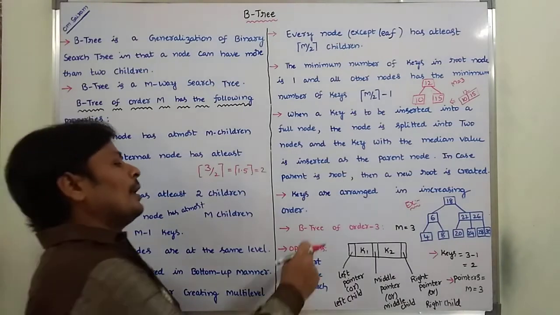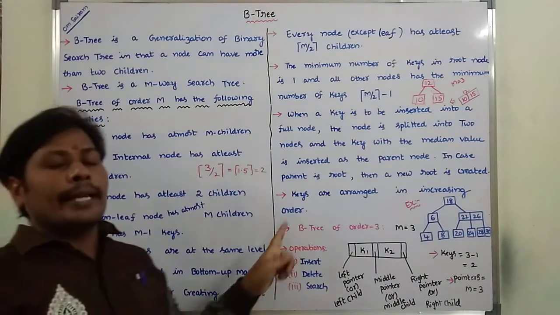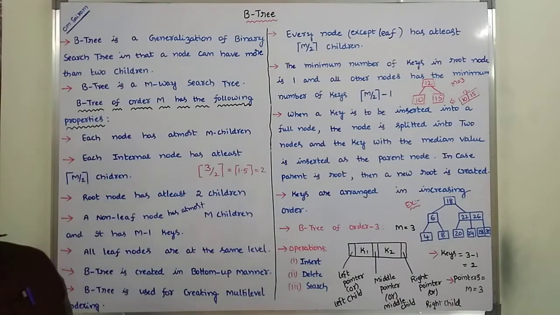Next one. What operations can be performed on the B tree? That is insert operation, delete operation, and search operation. These are the 3 operations that can be performed on the B tree.